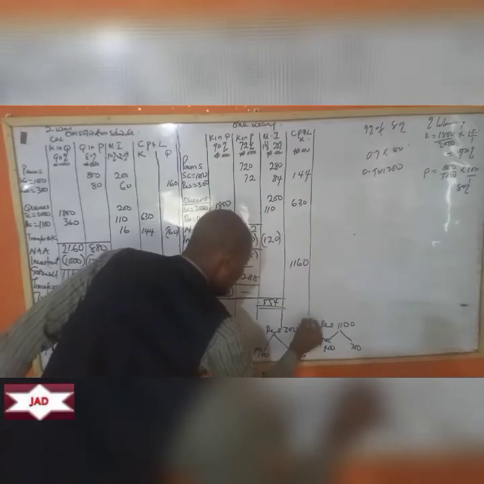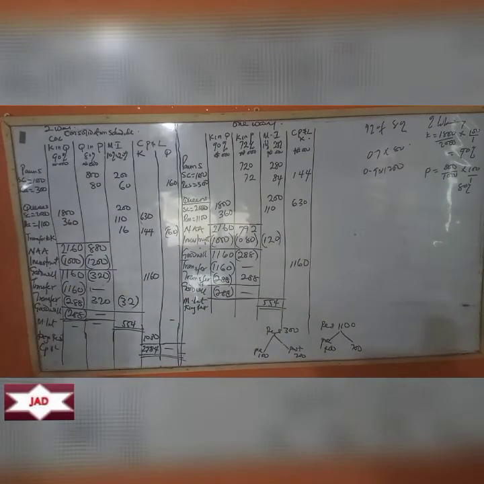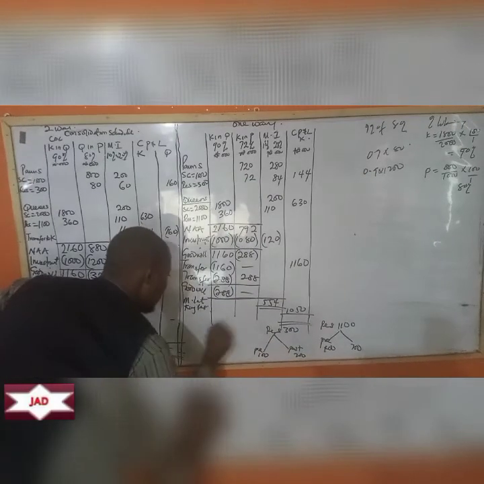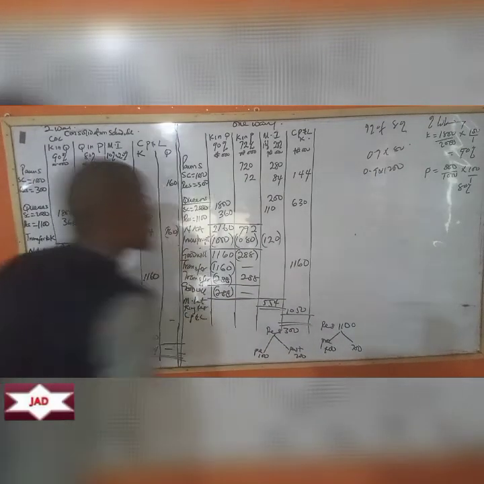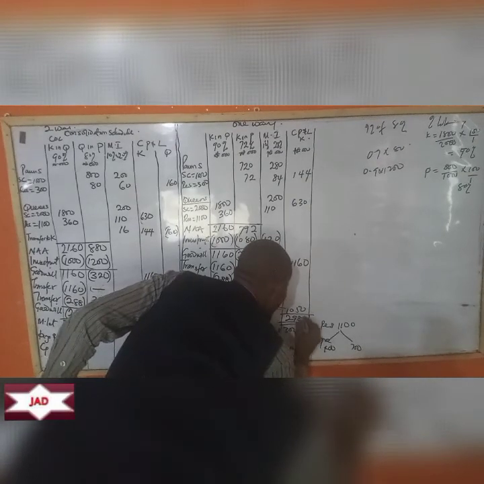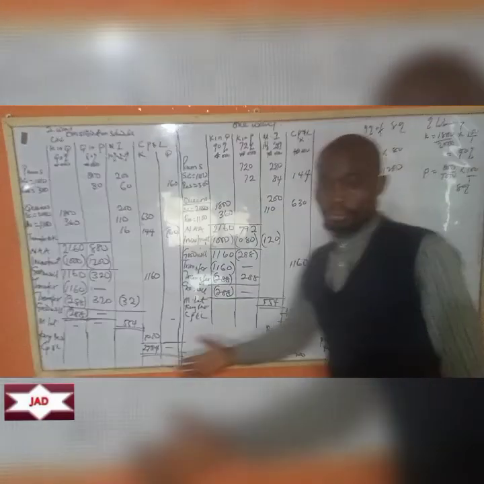So what's the next one? We have King's reserve. What's King's reserve? 1050. So if you add up, we have the consolidated P&L. So we have 144 plus 630 plus 1160 plus 1050. That's 2984. So you can see that these are two different approaches, but we're having the same end result.